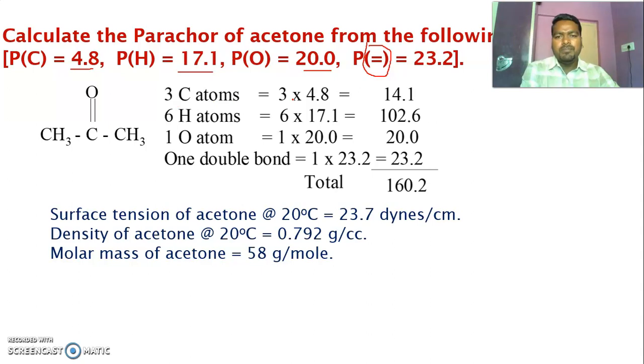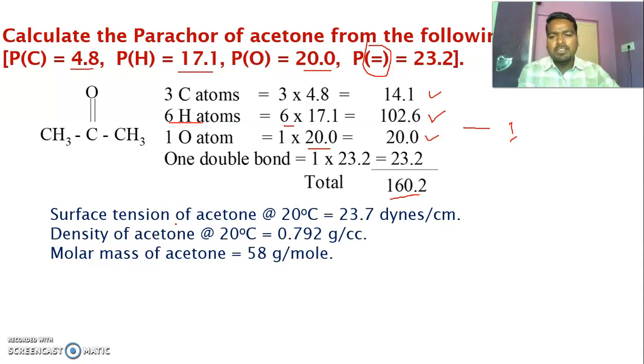So next, calculate it. There are 3 carbon atoms in acetone. Each value is 4.8, so if you multiply, you get 14.4. There are 6 hydrogens, and the value of each hydrogen is 17.1. If you multiply it by its number, 6, you will get 102.6. And one oxygen atom, its Parachor value is 20, so 20 into 1 is 20. And there is one double bond between carbon and oxygen, so 1 into 23.2 is equal to 23.2. So totally you will get 160.2.